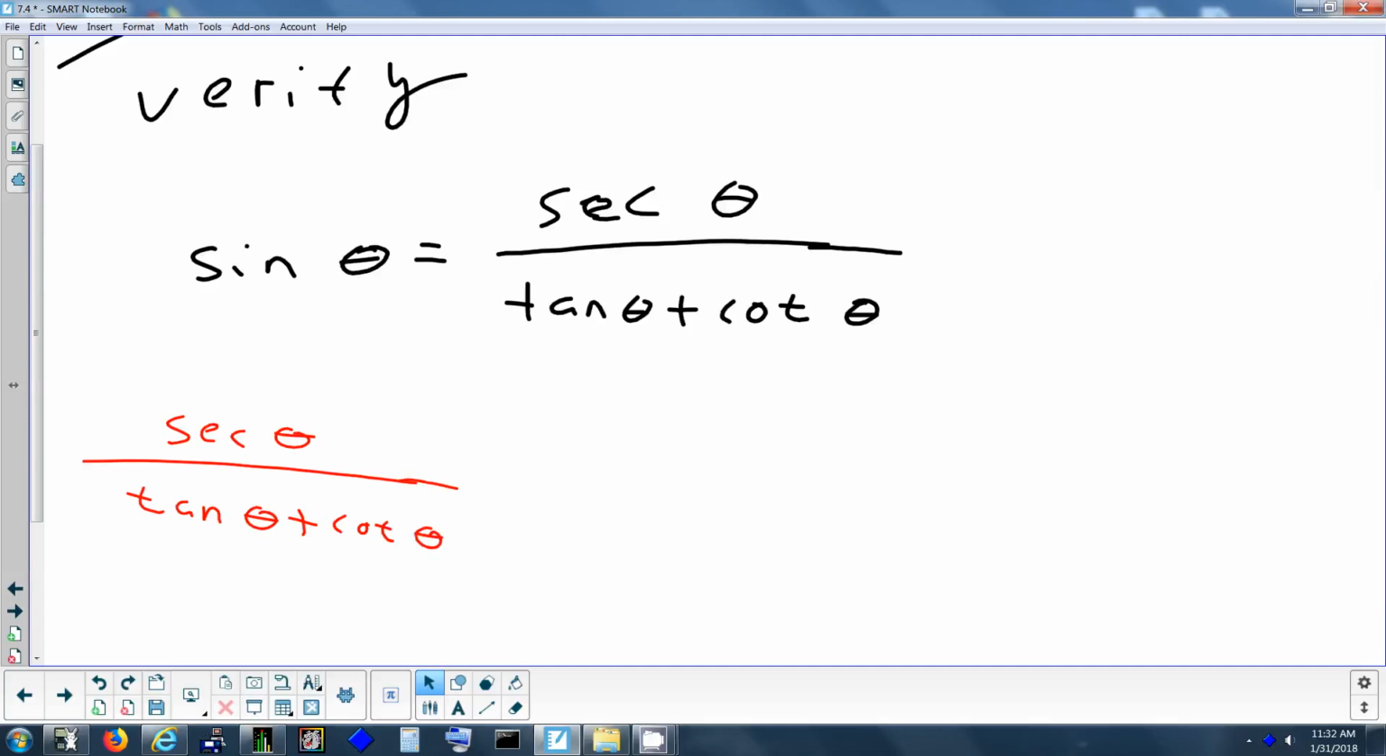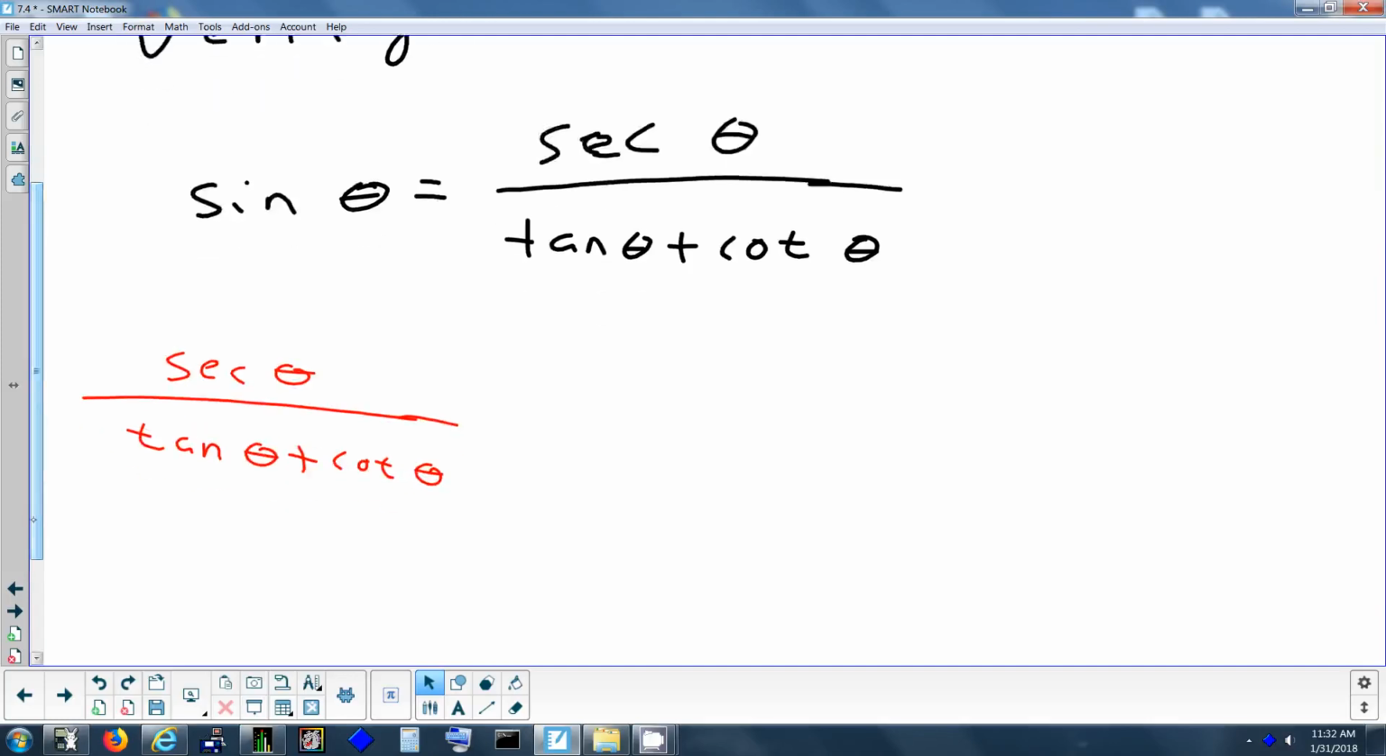Okay, at this point, we wouldn't be finding a common denominator because you only have one fraction in the whole problem. Common denominator means you have two separate fractions. So we don't have to worry about that at this point. What else could we try? Besides finding a common denominator. Yeah? Turn tangent and cotangent into sine and cosine. Yeah, let's change everything into sines and cosines and then see where we go from there.